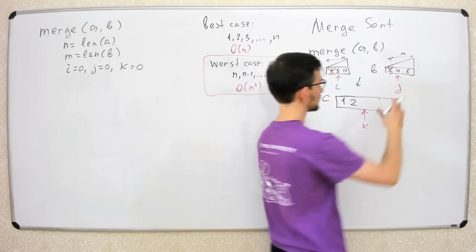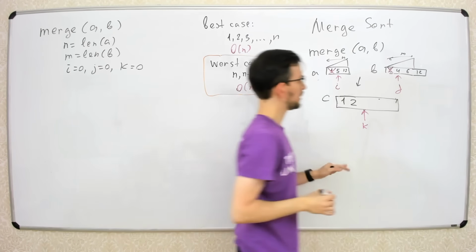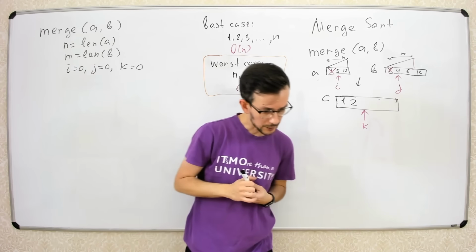They may have different sizes. That's fine. These two arrays may have different sizes, it doesn't matter.